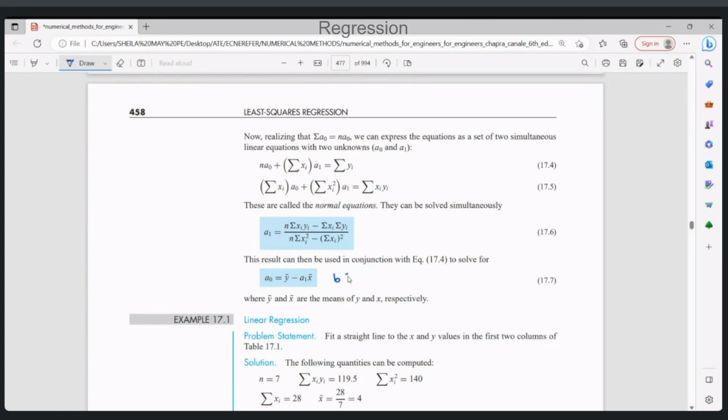Are you familiar with our equation of a line? Y equals mx plus b? Yes, ma'am.